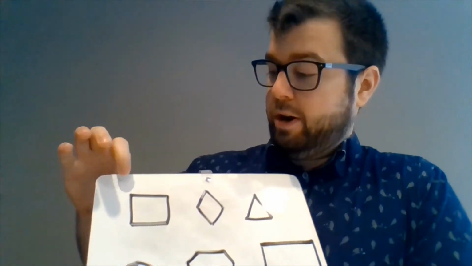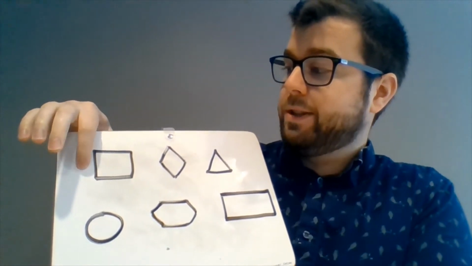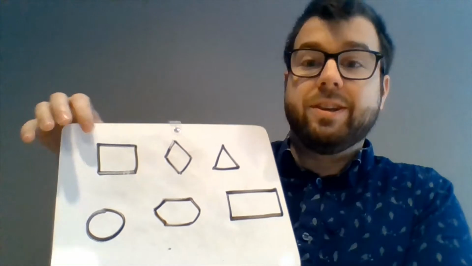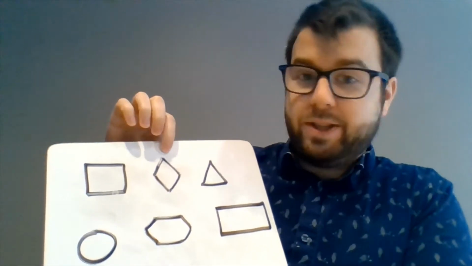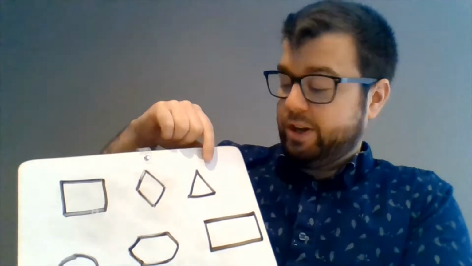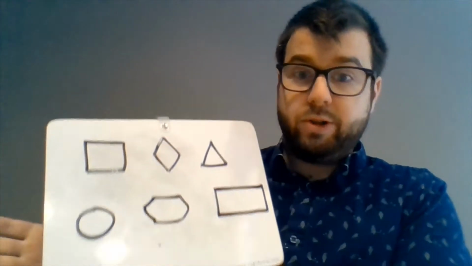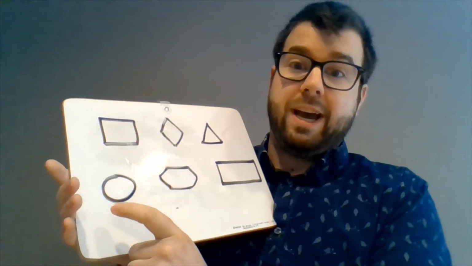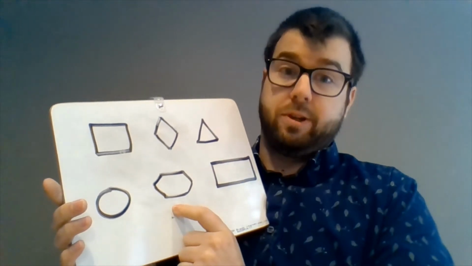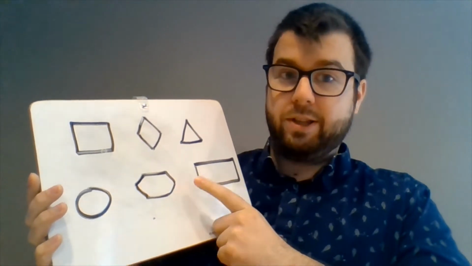Okay, so here, this one is a square, and you can tell because it has 4 sides, 1, 2, 3, 4, 4 corners, 1, 2, 3, 4, and the sides are all the same length. This is a rhombus. It's got 4 sides, 1, 2, 3, 4. This is a triangle, 1, 2, 3 sides, 1, 2, 3, 3 corners. This is a circle. It has 0 corners. This is a hexagon, 6 sides, 6 corners. And the rectangle, which has 4 sides and 4 corners, but it has 2 long sides and 2 short sides.